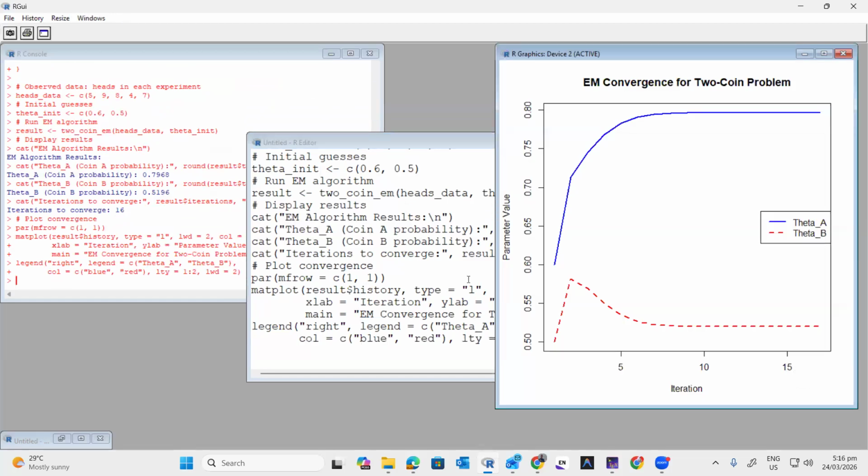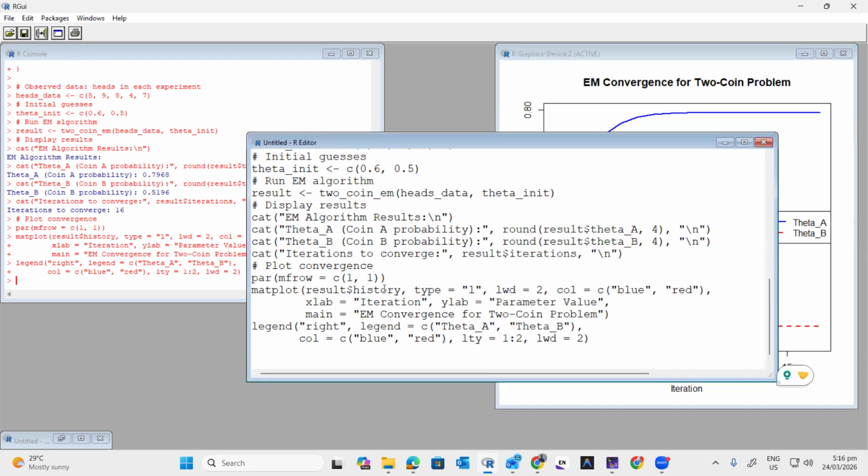All right, so these are the plots for theta A and theta B. We started with 0.6, and it started to increase, and it reached up to 0.8 somehow. And we started with 0.5, and then it was somewhere around 0.51 or so. So it converged like this. Do you have any issue in this example?